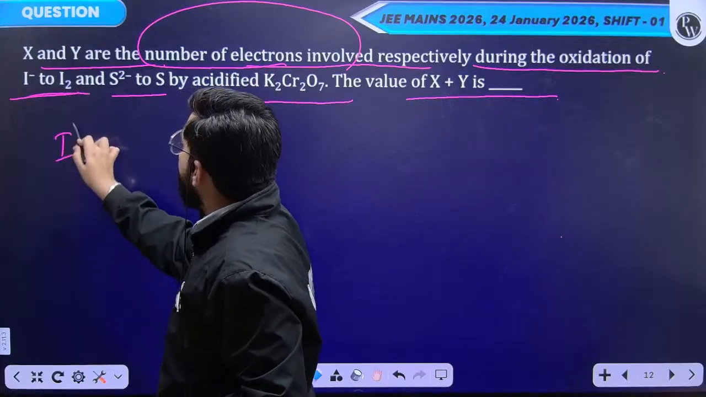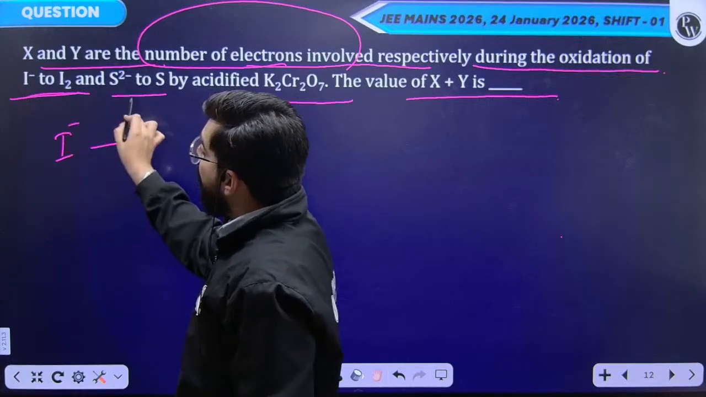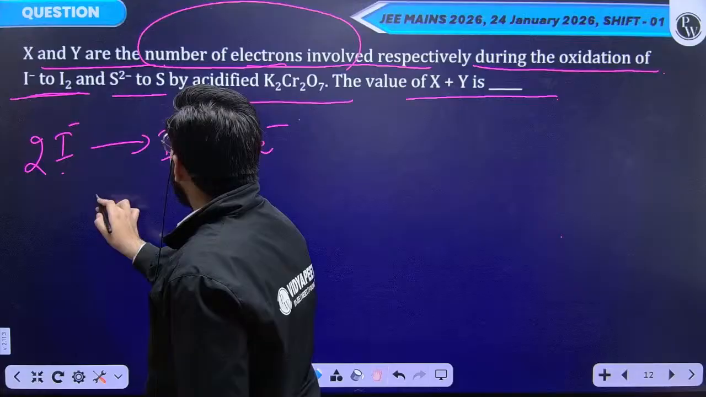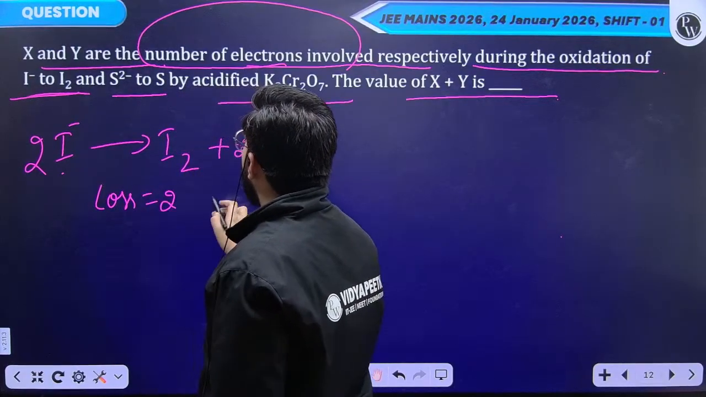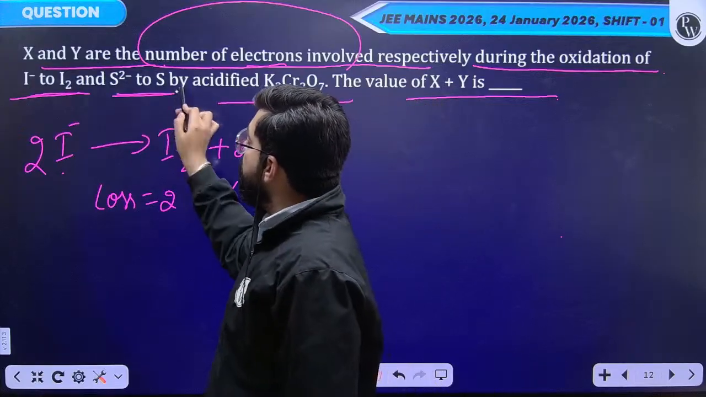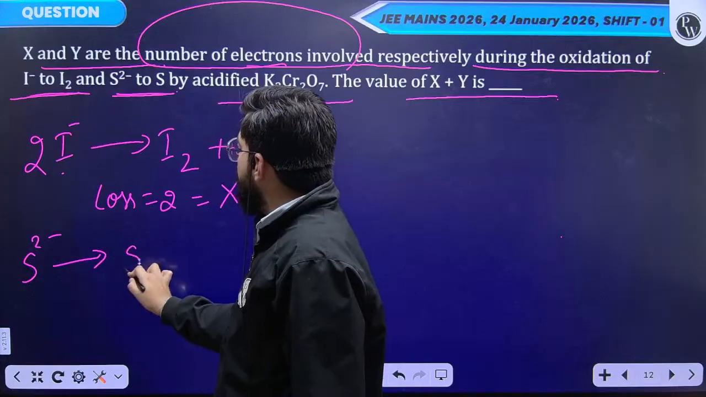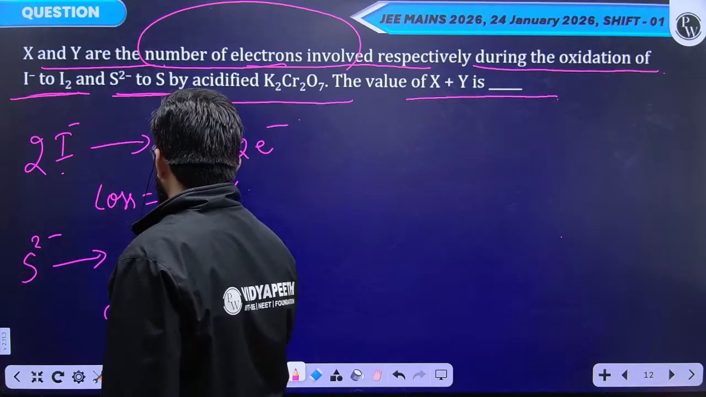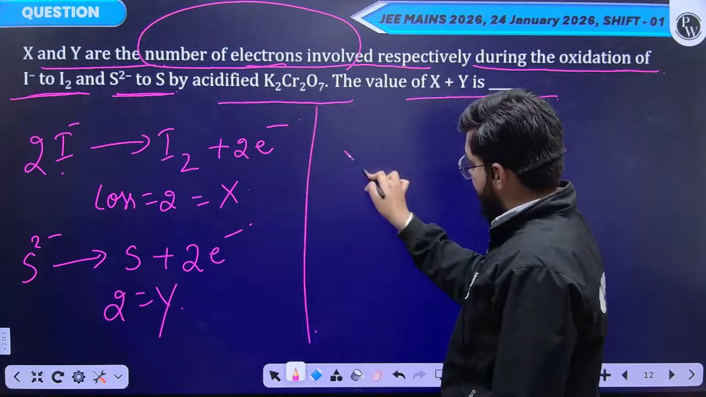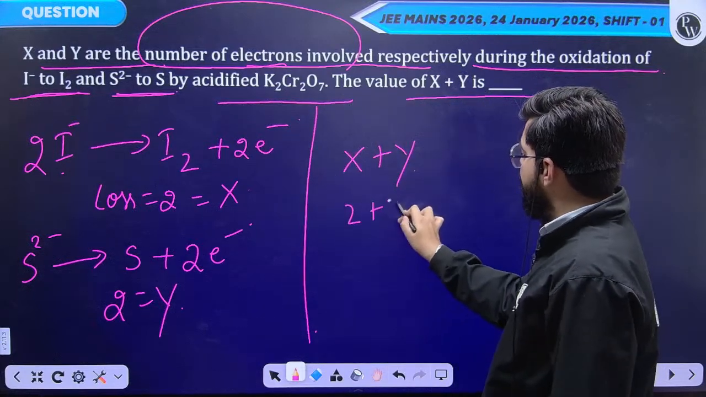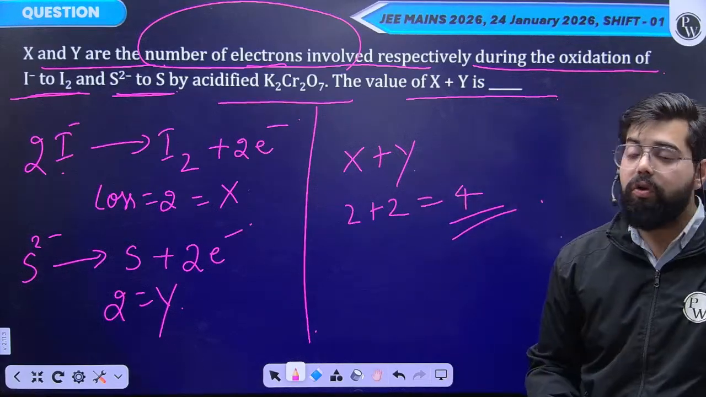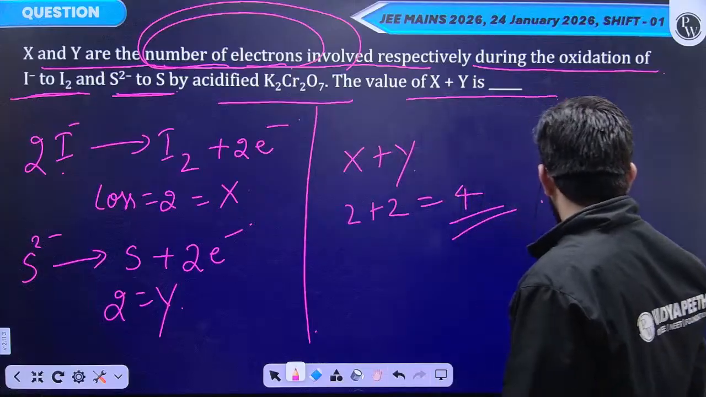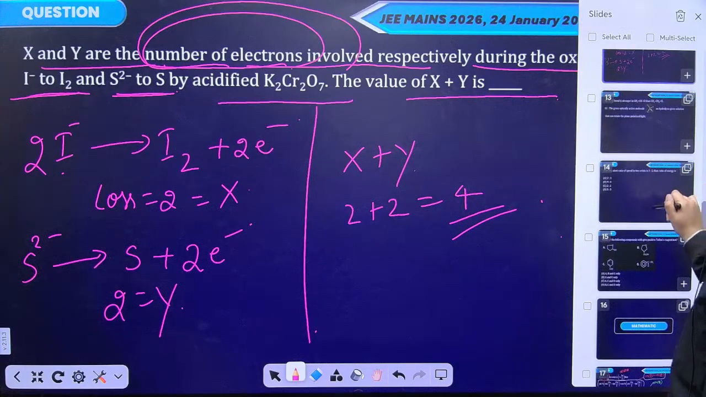First, if we take I negative, so I negative became I2, that means 2I negative gives I2 plus 2 electrons lost. So loss of electrons is equal to 2, which is equal to X. S2 negative to S: S2 negative gives S plus 2 electrons, right? So here also the value of Y is 2. Now they are asking X plus Y, which is 2 plus 2, equal to 4. So 4 is the answer for this part. We just have to find the sum of the number of electrons. Now move on to the next part.